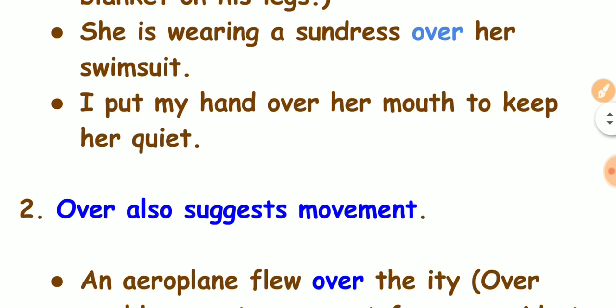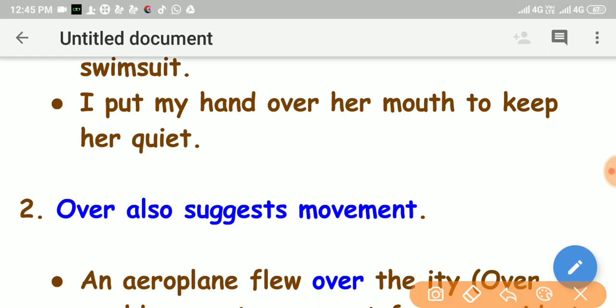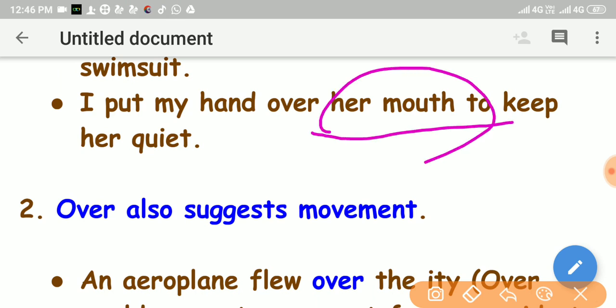So let us go with the other example. I put my hand over her mouth to keep her quiet. That means I covered her mouth with my hand to keep her quiet. As my hand is covering her mouth, over is the essential preposition to be used instead of above.